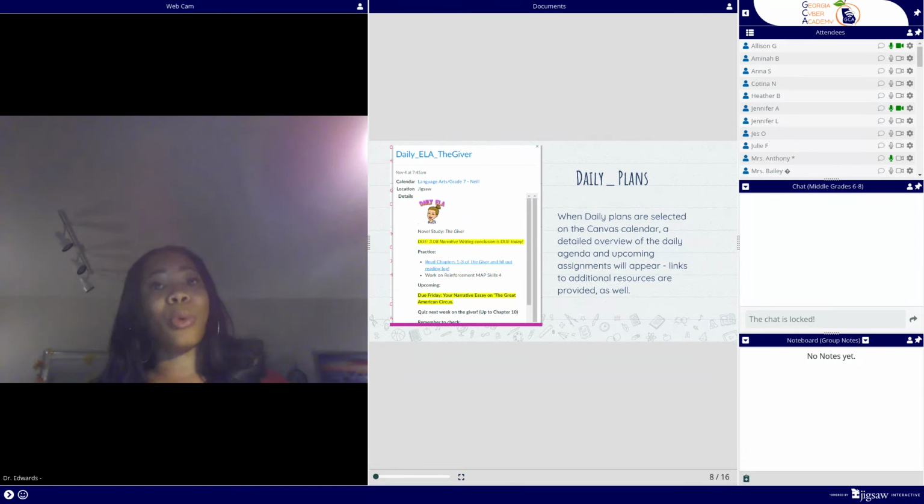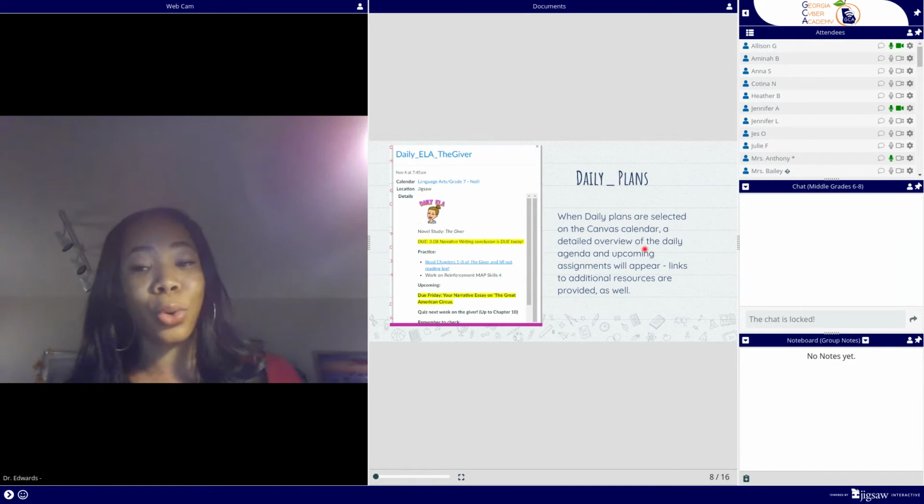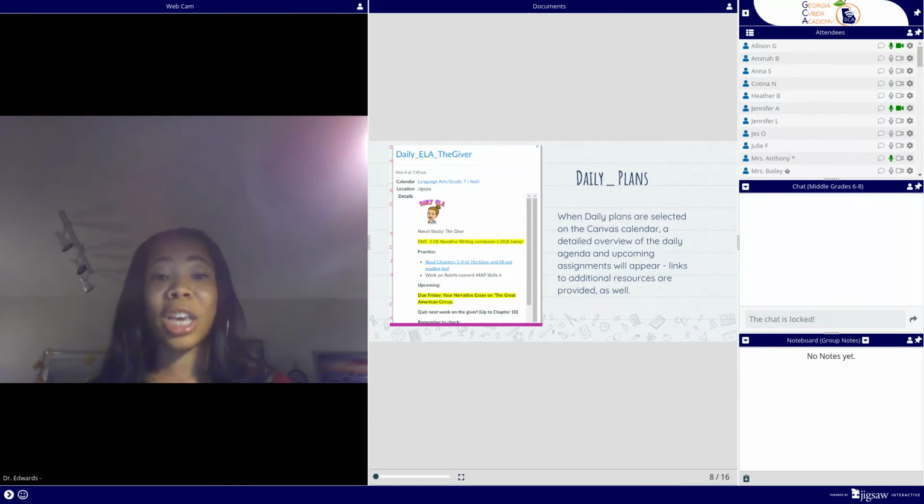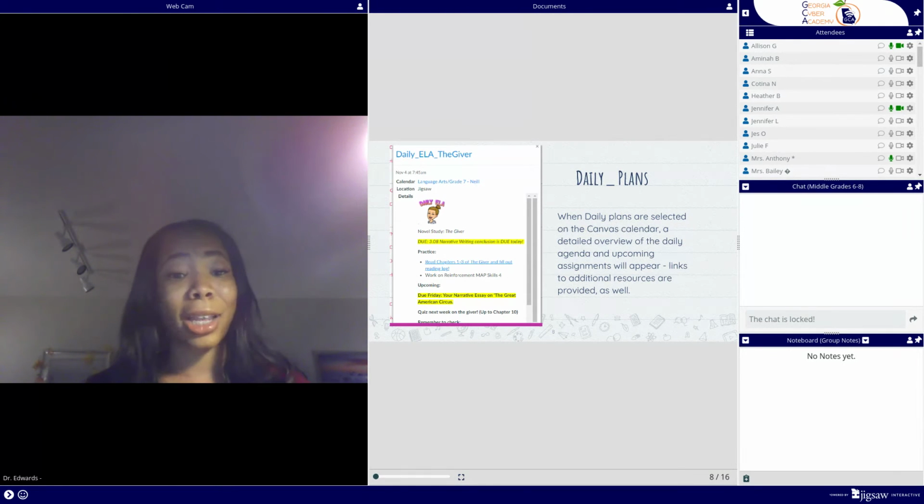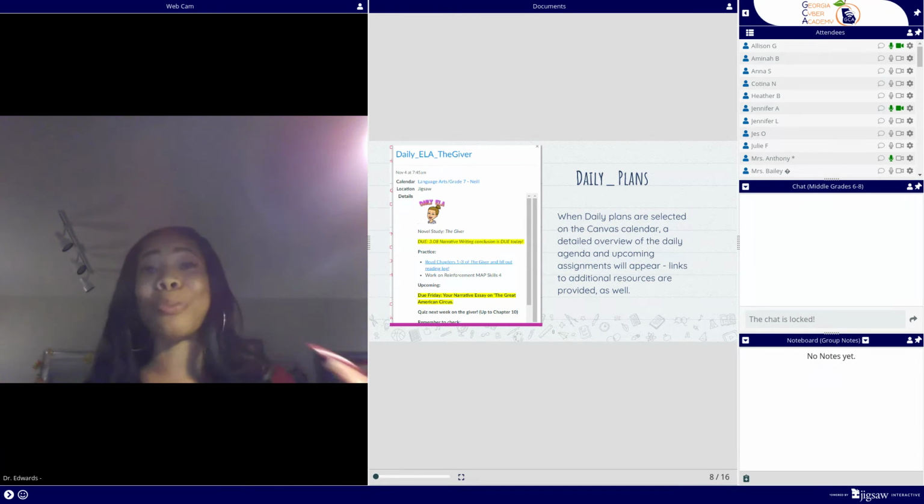So here you see where the assignments are always hyperlinked. For example, you will see daily plans. When daily plans are selected on the Canvas calendar, a detailed overview of the daily agenda and upcoming assignments will appear. Links to additional resources are provided as well. So everything will have that hyperlink. Once again, right here it says upcoming. Students know exactly what is due Friday, what is due Monday. Everything is right at their fingertips.